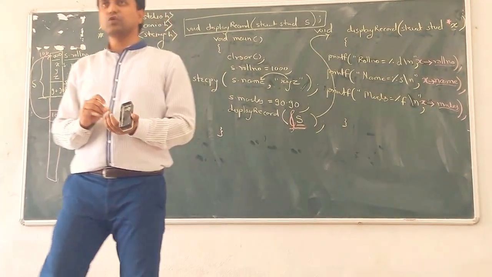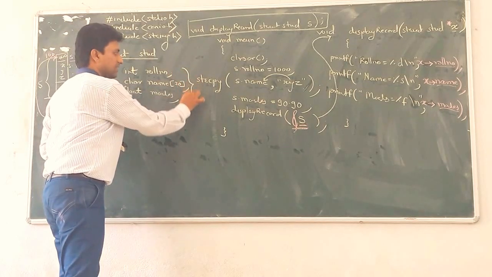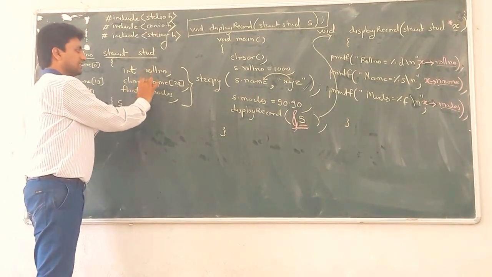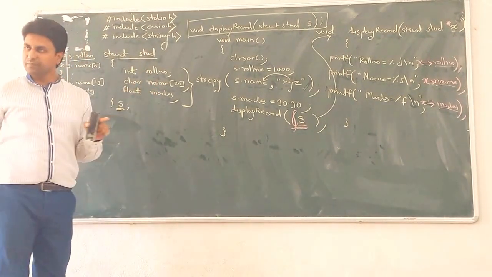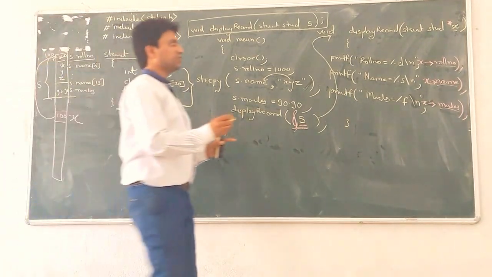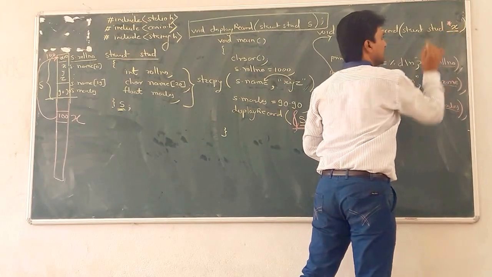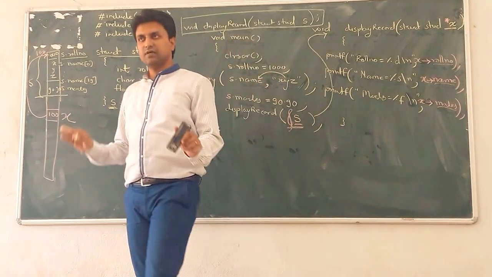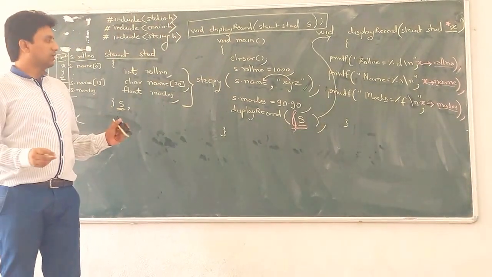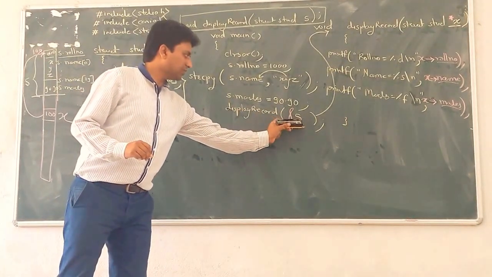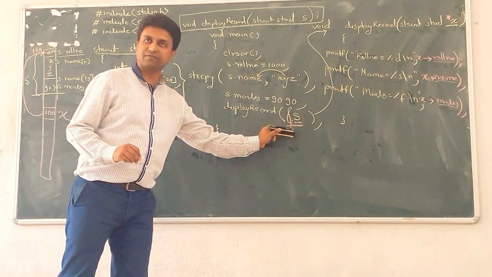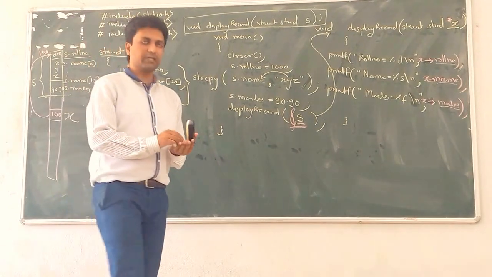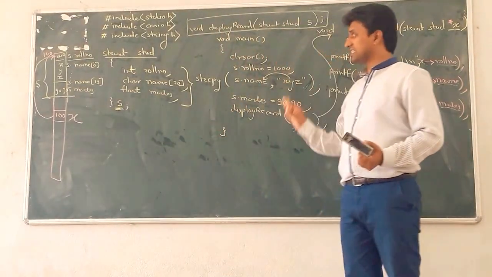These are the structure data members. This is the structure variable. Through a structure variable, to access structure data members, use the dot operator. Using a structure pointer type variable to access the structure data members, use the arrow operator. Understood? So here we have to pass the structure variable, but how? By reference, by address or by pointer. Understood? Okay, so we will summarize this point.